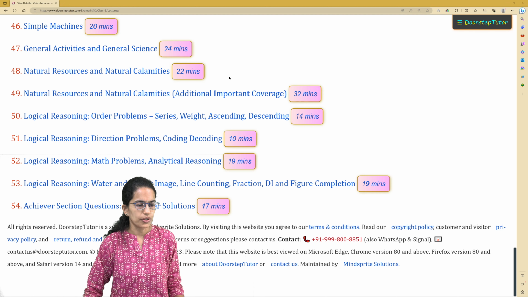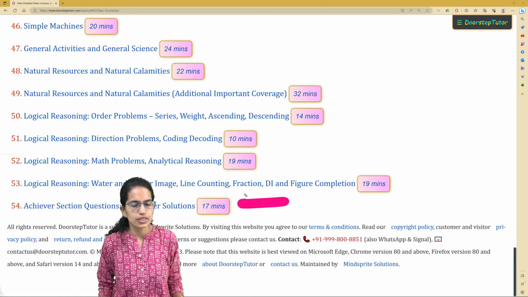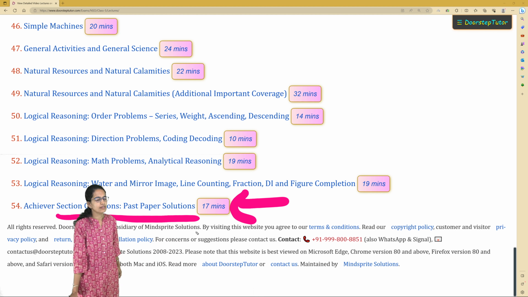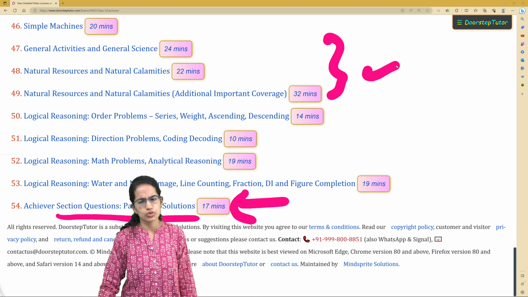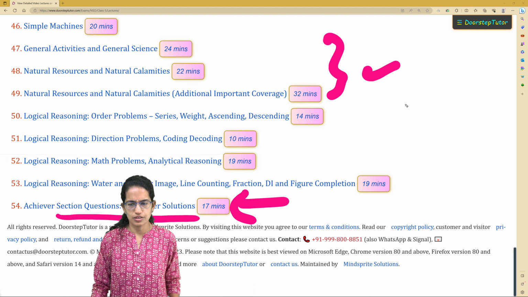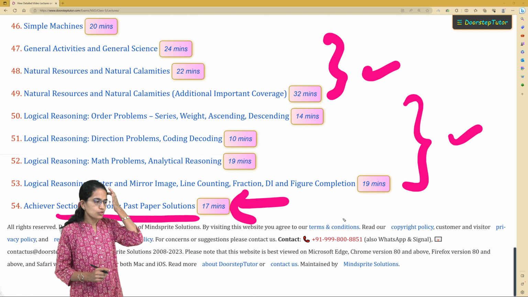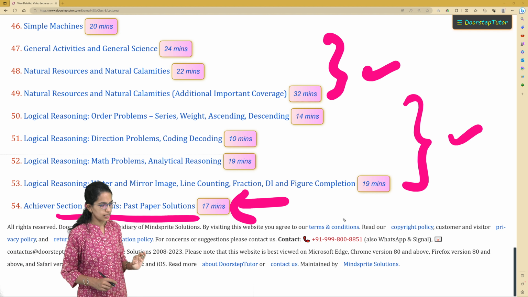Something you must not miss is the achiever section problems that we have discussed. These achiever section problems are really important. The natural resources and general science activities are basic topics. You should cover these. Logical reasoning, if you practice, you will be able to do those. The basic ideas on how to solve these have been discussed. But yes, the achiever section is a really important section. Cover this carefully.